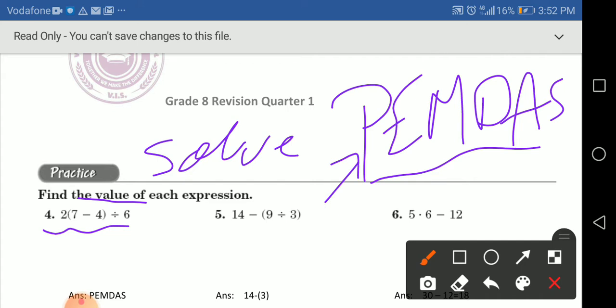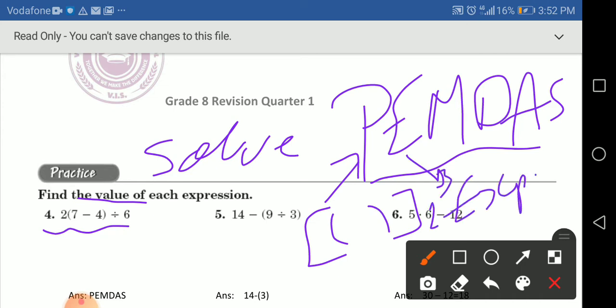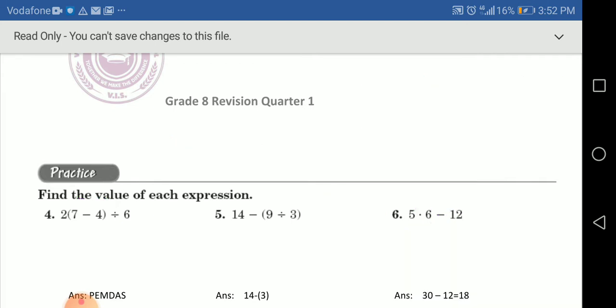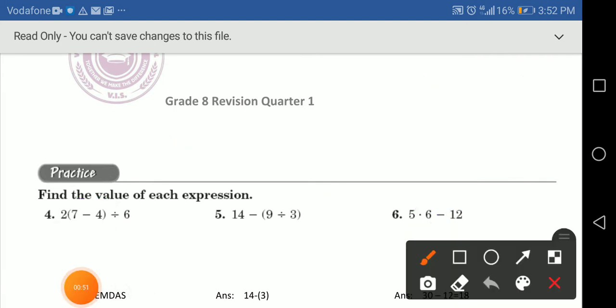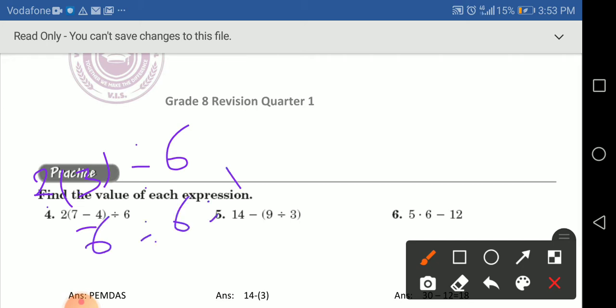So here, P is the bracket. P: parentheses or brackets. E: exponent. Remember the exponent, 2 to the third power, for example. Multiplication, multiply; division, divided; addition, add; subtraction, minus. So in this example I have brackets, so start with what? P, parentheses, brackets. 7 minus 4 equals 3, then times 2 divided by 6. 2 times 3 is 6, 6 divided by 6 equals 1.